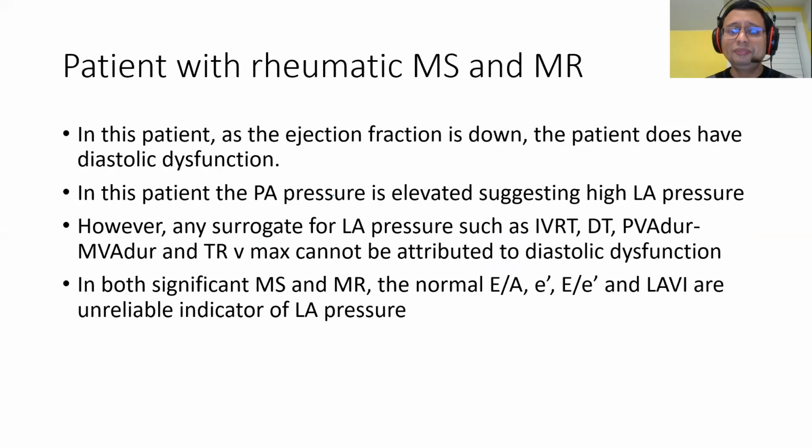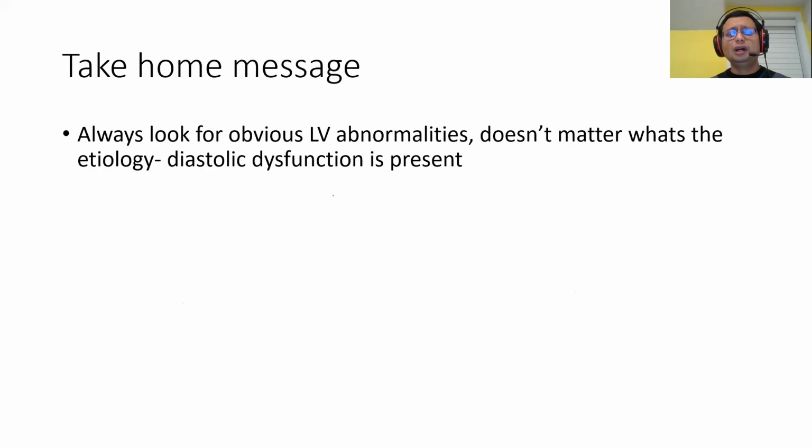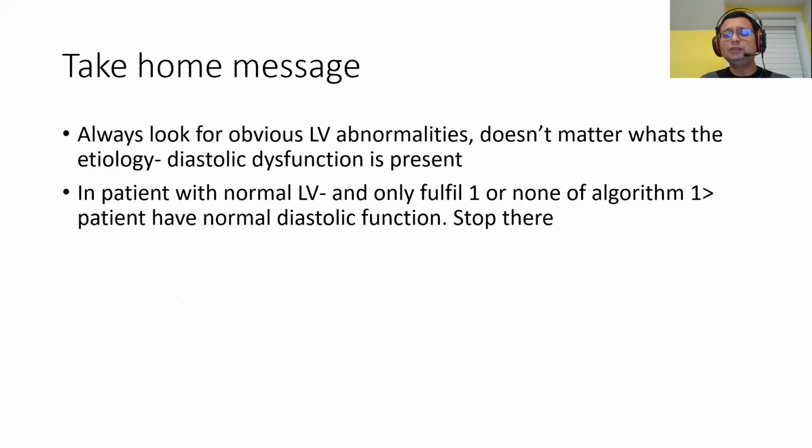that originates from. Now, ladies and gentlemen, that is the end of our really long lecture, the end of 10 cases of diastolic dysfunction. So it is 10 cases for you to remember, 10 parameters for you to remember. I hope that the lecture is clear and diastolic dysfunction is no longer a mystery for you all. So what is the take-home message? Always look for obvious left ventricular abnormalities, guys. It doesn't matter what the etiology is, diastolic dysfunction is present.